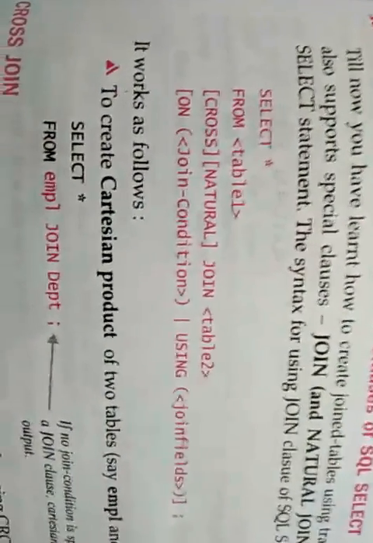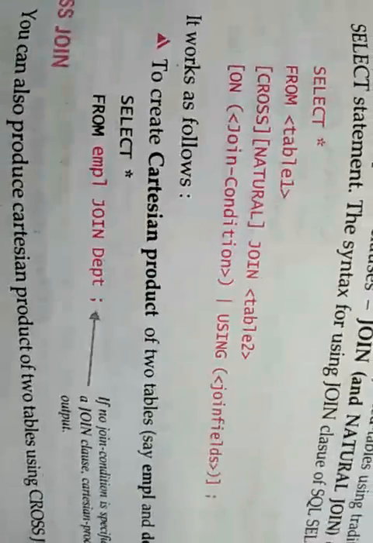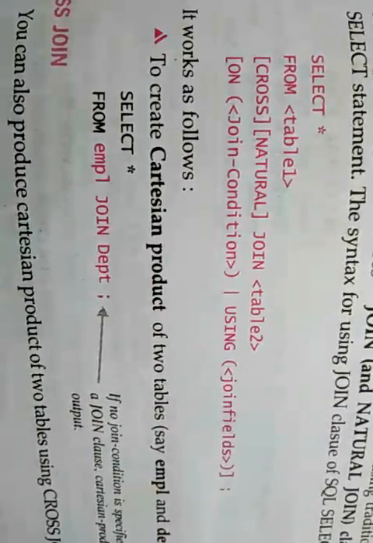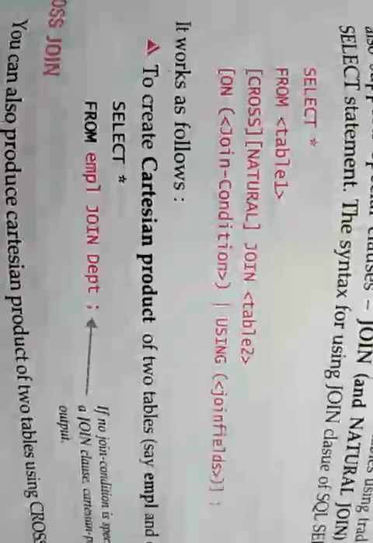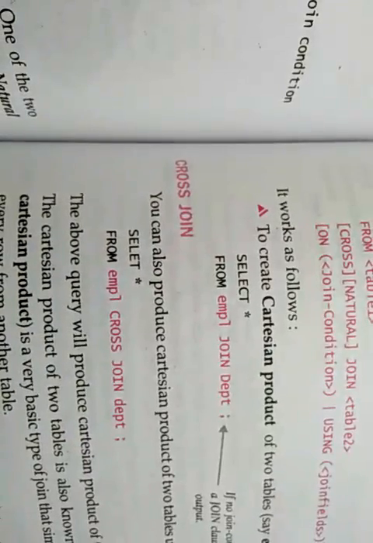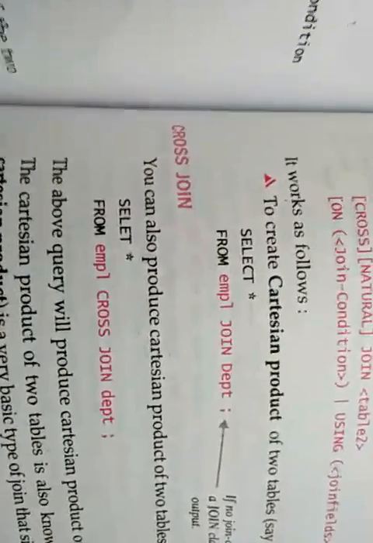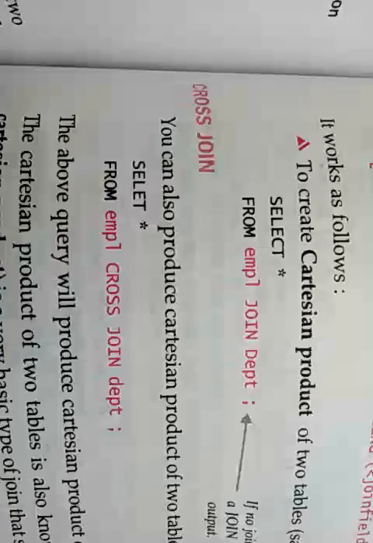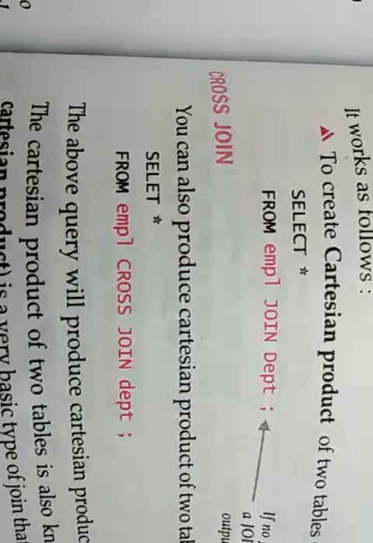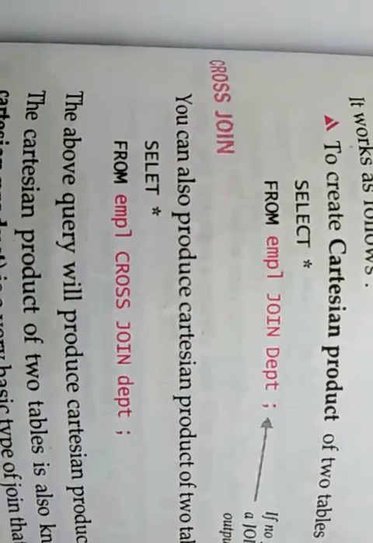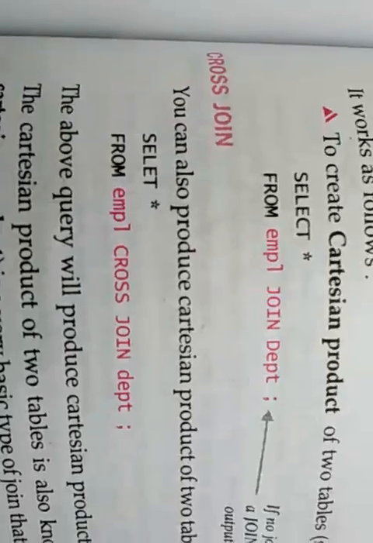We can also use the query in this way: select * from employee natural join department. Or when we want to perform the Cartesian product, then we can use the cross join command: select * from employee cross join department.